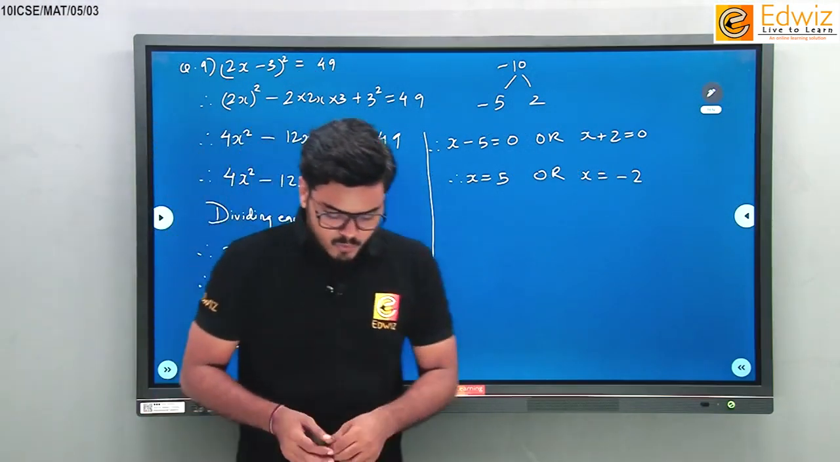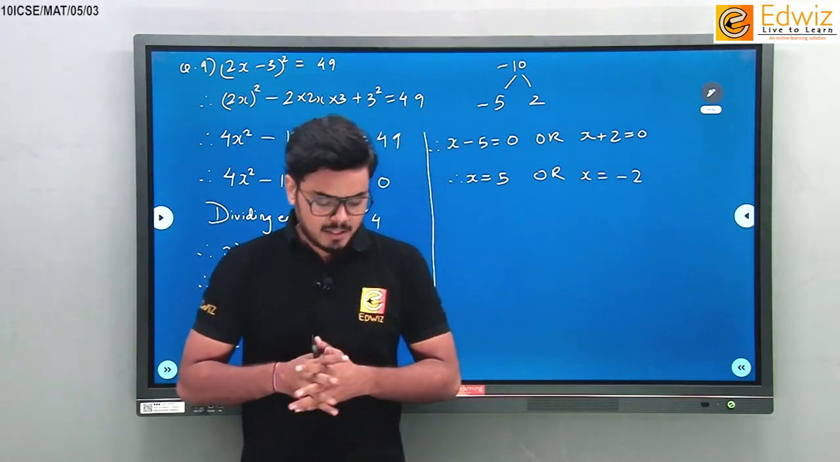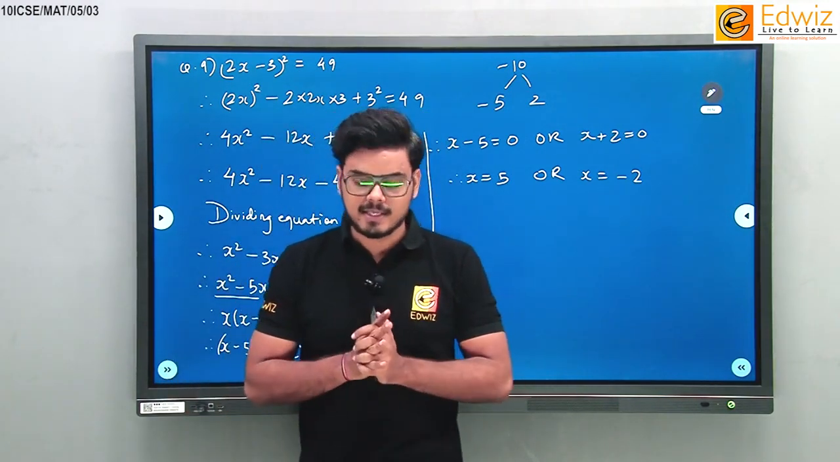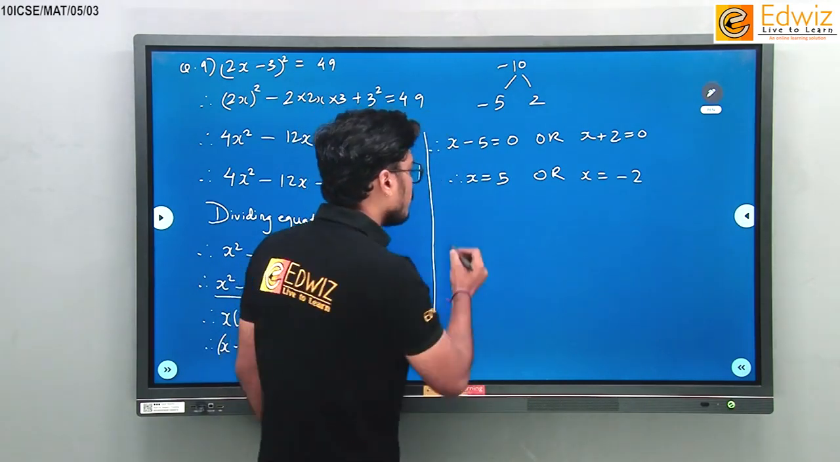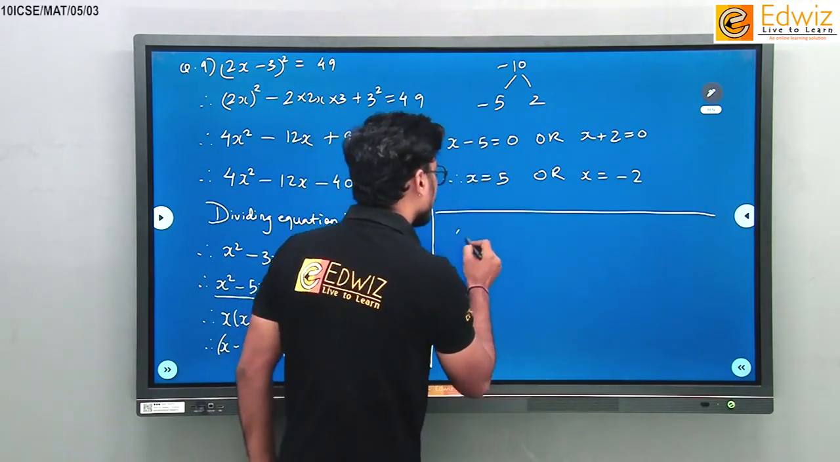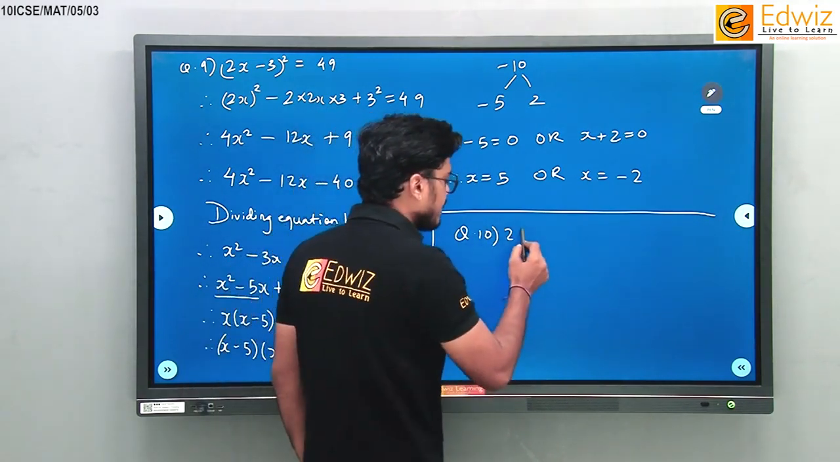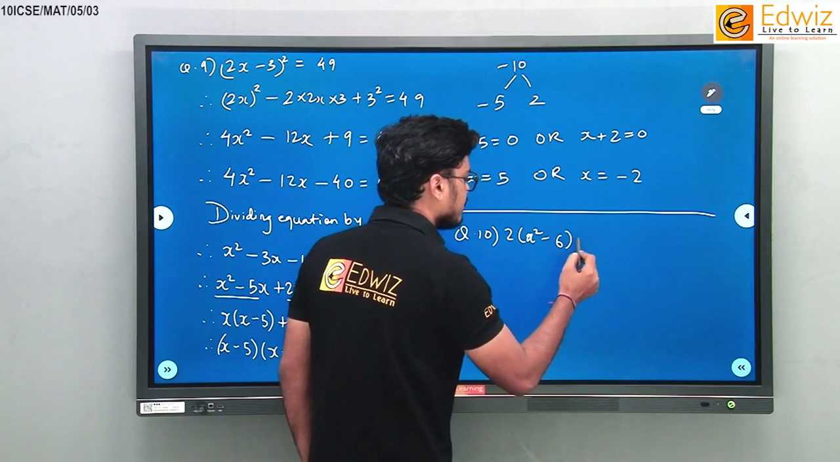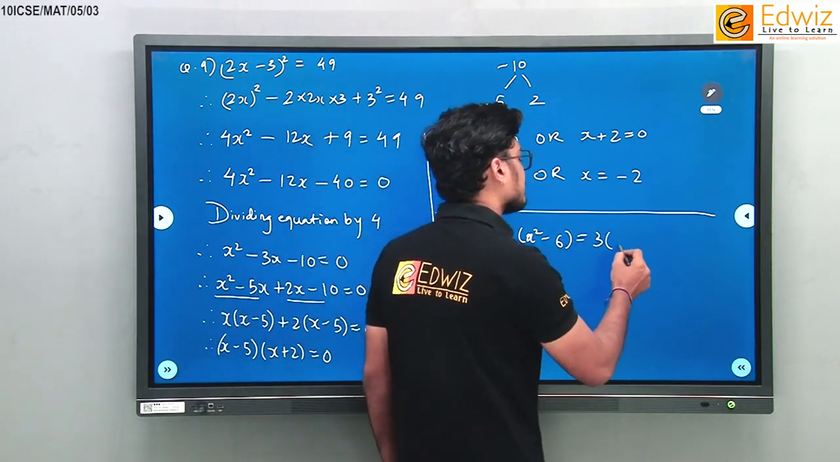Okay, moving on. Next is question number 10. So question number 10 is a little bit on the simpler side. You have to first bring it to its standard form. For those of you who don't have a concise textbook, I'll note this down. Question number 10 is 2 times x square minus 6 on one side equals 3 times x minus 4.